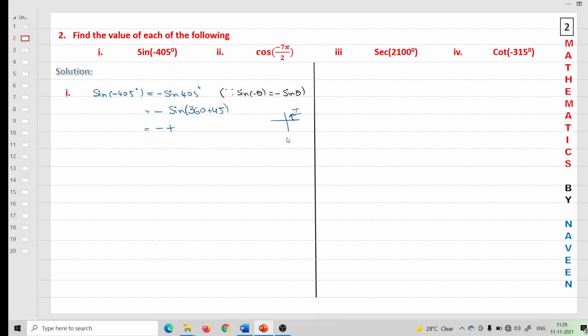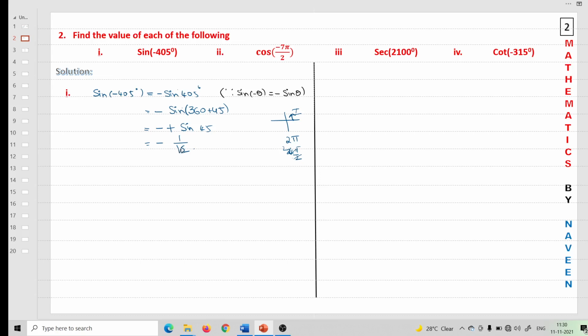360 means 2 pi. This 2 pi can be written as 4 pi by 2. So 2 2 gets cancelled. So pi by 2 is multiplied by 4. 4 is an even number. Then there is no change in trigonometric ratio. Sine as it is, sine. Clear? So sine 45 is equal to minus into plus, minus sine 45. Sine 45 value is what? 1 by root 2. So sine of minus 405 value is minus 1 by root 2.